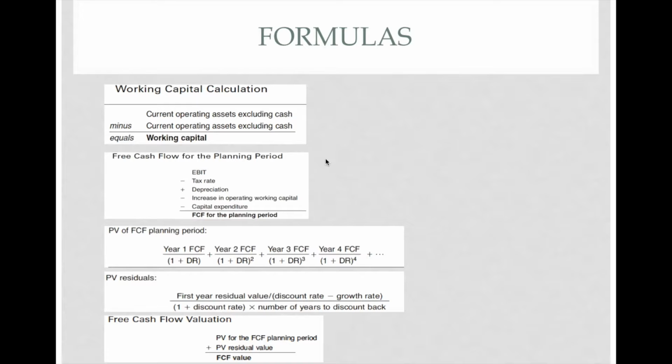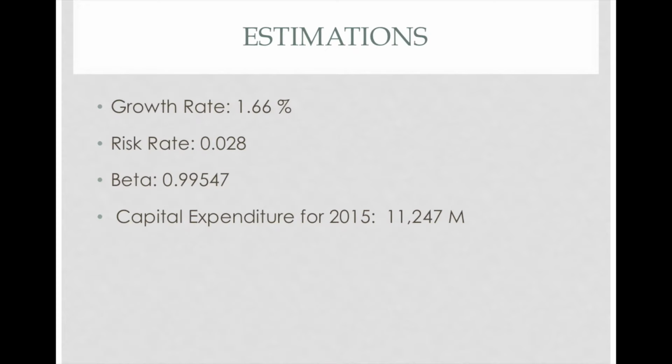The working capital calculation, the free cash flow, the present value, and PV residual, as well as free cash flow valuation. Some estimations I did for this hypothetical case is that the growth rate is much lower than the actual rate, and it's 1.66%. The risk rate of 0.028, which is double the normal risk rate, a beta of 0.99547, and a capital expenditure for 2015 of 11,247 million.